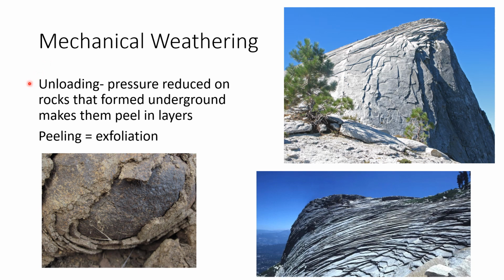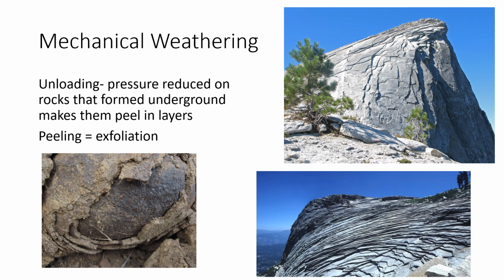Next type of mechanical weathering is unloading. This is much less common than frost wedging. Unloading happens when you have some rock mass that formed underground, maybe like a batholith, an igneous batholith, and then over time the material above that large rock mass is eroded away over top, and so the pressure is reduced on that rock. And that causes this phenomenon called exfoliation, where the rock will kind of peel away in layers like an onion.